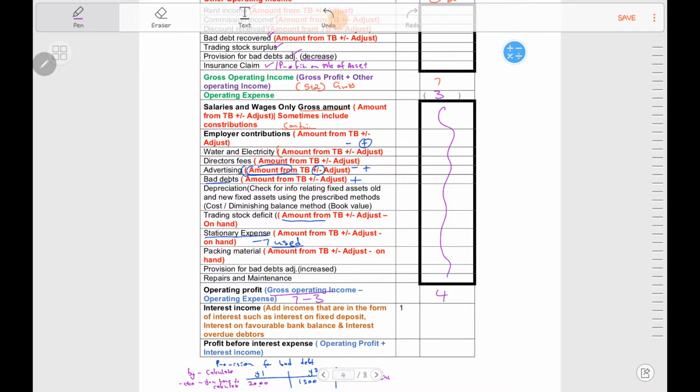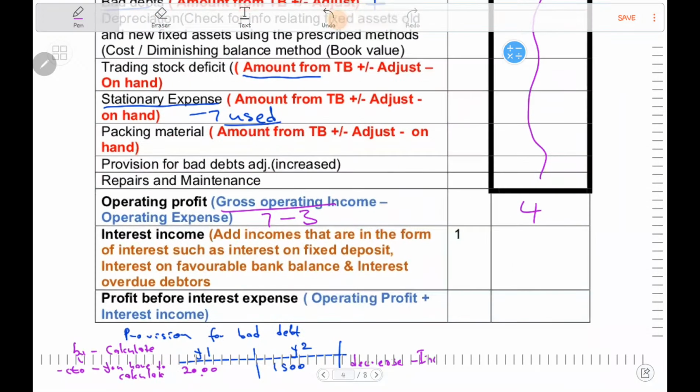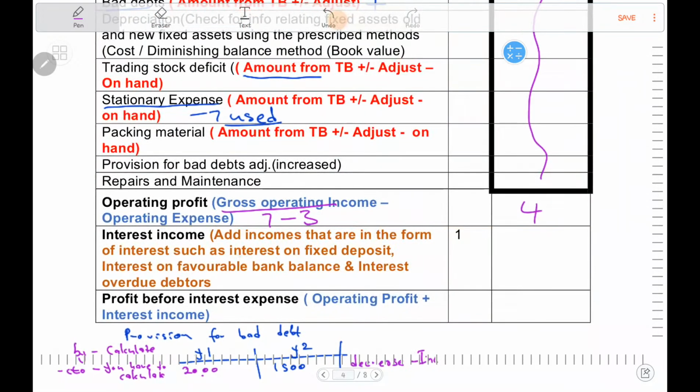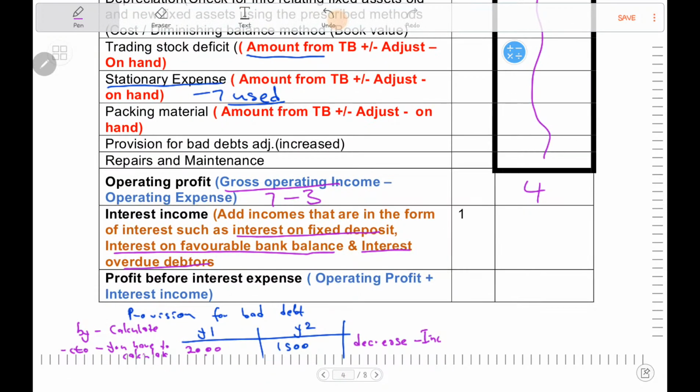You see. Then in terms of the interest income, here we'll be wanting those incomes that are in the form of interest, such as interest on fixed deposit, interest on favourable bank balance, then also the interest on overdue debtors. Even the interest on overdue debtors forms part of the interest income. So here you are going to add them all together. Then after adding, you're going to get the profit before interest expense. So here let's assume that it's 1, meaning that here it will be 4 plus 1, then that'll give us how much? That'll give us 5.